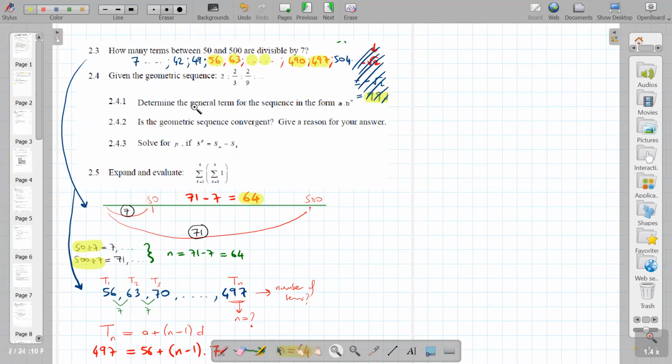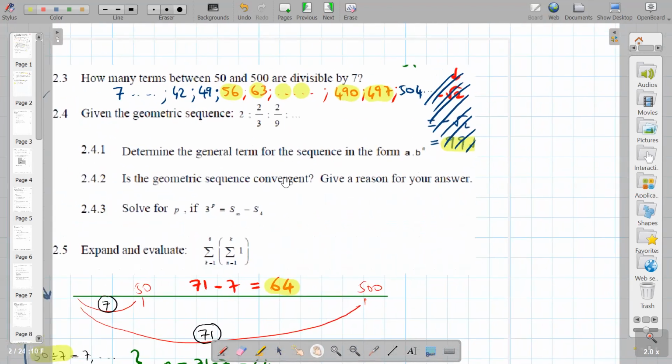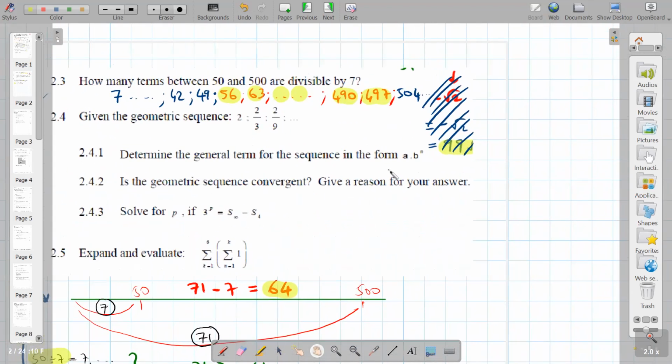Now 2.4. That is the geometric sequence now, and they ask for the geometric sequence general term, and then it's asking is it convergent or not, and then there's this last one, solve for p if 3 to the power of p minus, okay. So let's start slowly. What is the general term? It's a geometric sequence, the question says so anyway. So we can just write the term from the formula sheet.